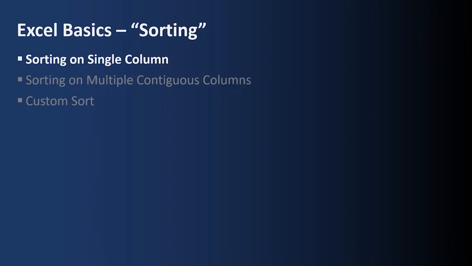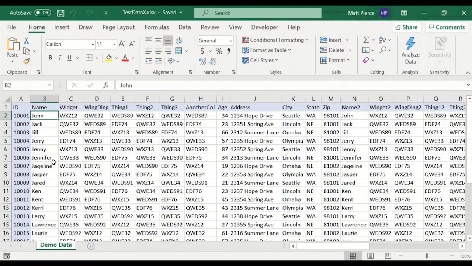First up, sorting on a single column. There are times when you have a table and want to sort all of the rows by the contents of a single column. For example, name here. Maybe we want to sort all these rows by the contents of the name column.